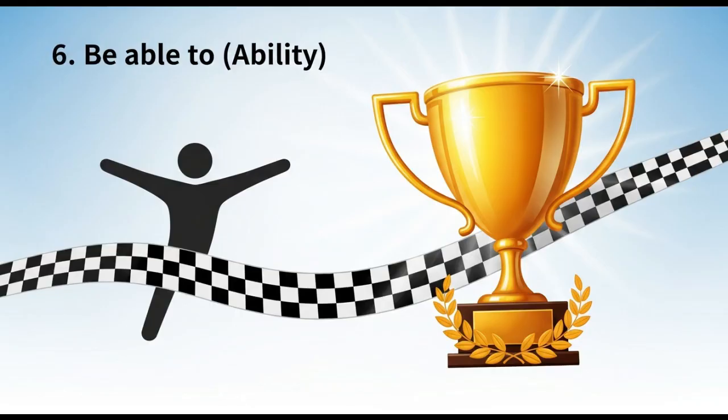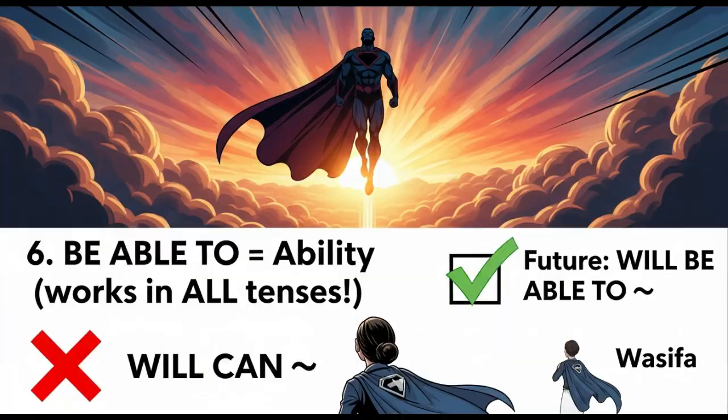6. Be able to. Ability. This is the semi-modal version of can. We use it to show ability. Present, I am able to run 10 kilometers. Third person, he is able to solve complex math problems.